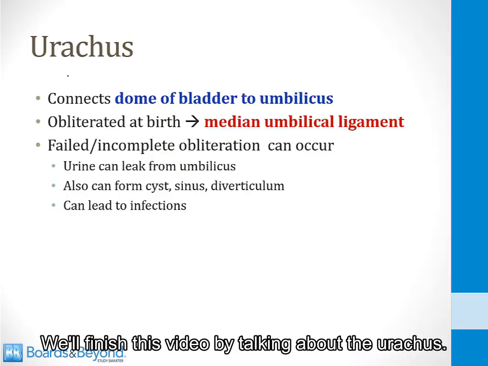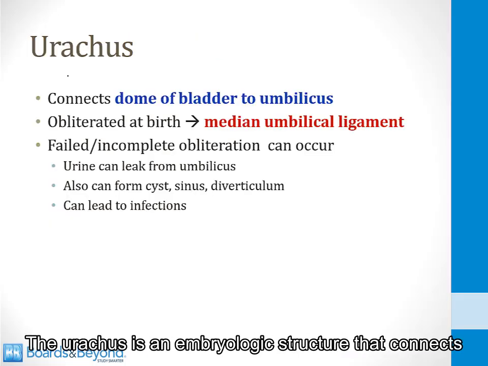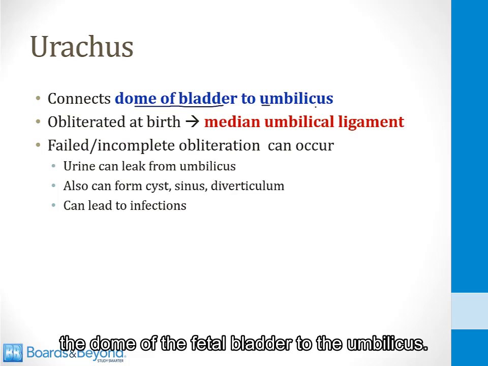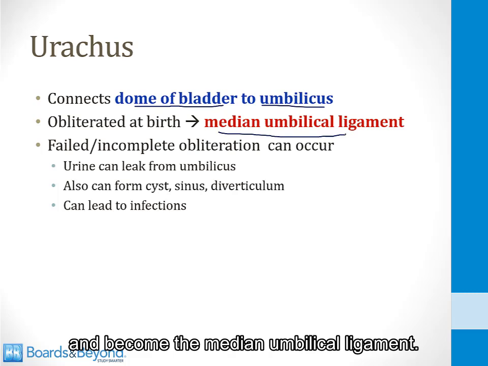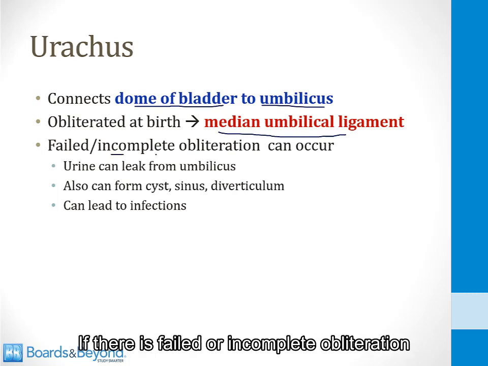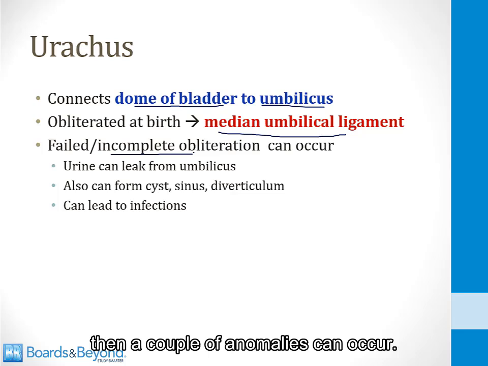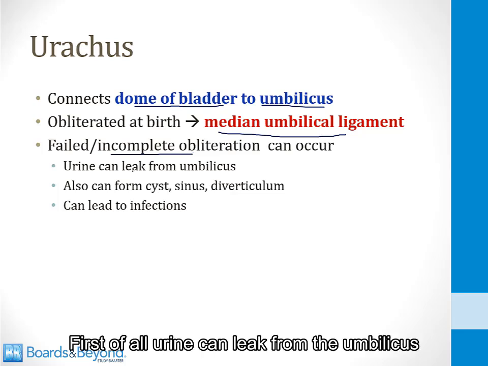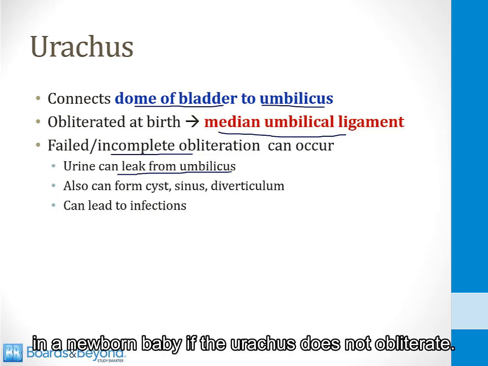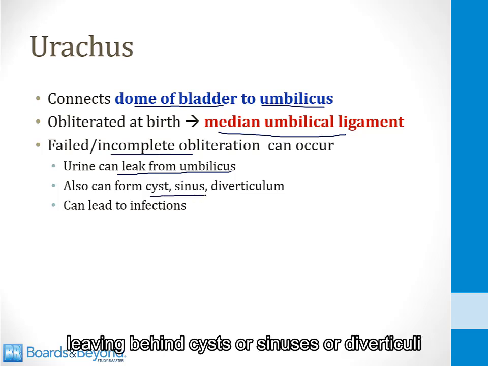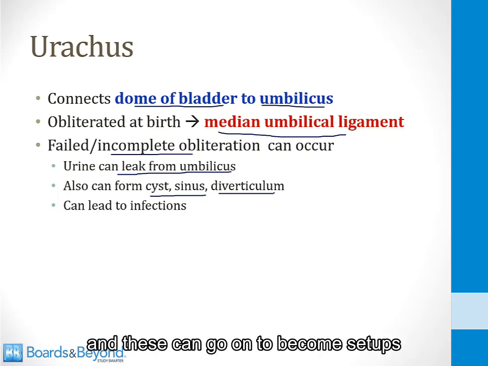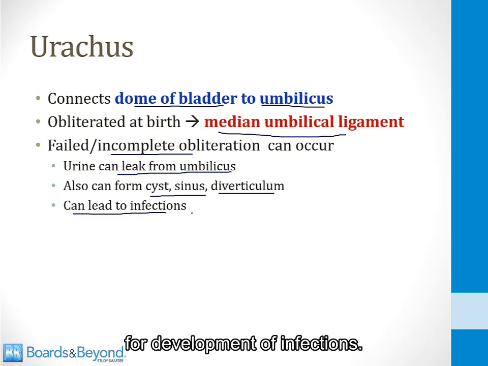We'll finish this video by talking about the urachus. The urachus is an embryologic structure that connects the dome of the fetal bladder to the umbilicus. It should be obliterated at birth and become the median umbilical ligament. If there is failed or incomplete obliteration, then a couple of anomalies can occur. First of all, urine can leak from the umbilicus in a newborn baby if the urachus does not obliterate. In addition, there is sometimes incomplete obliteration, leaving behind cysts or sinuses or diverticuli, and these can go on to become setups for development of infections.